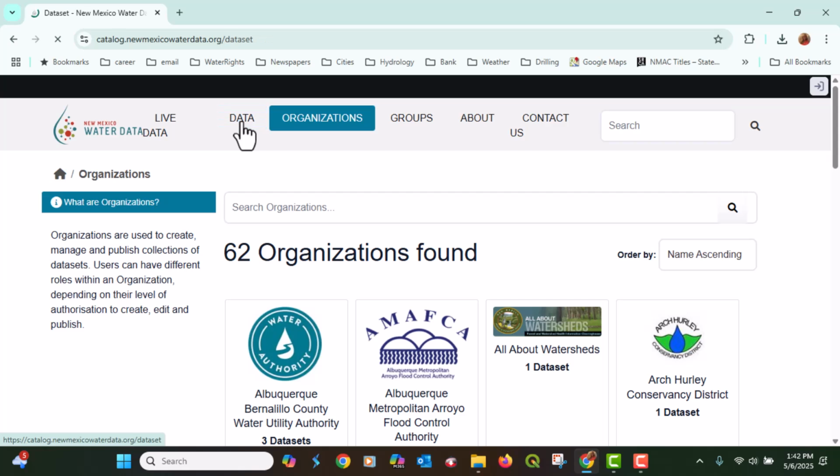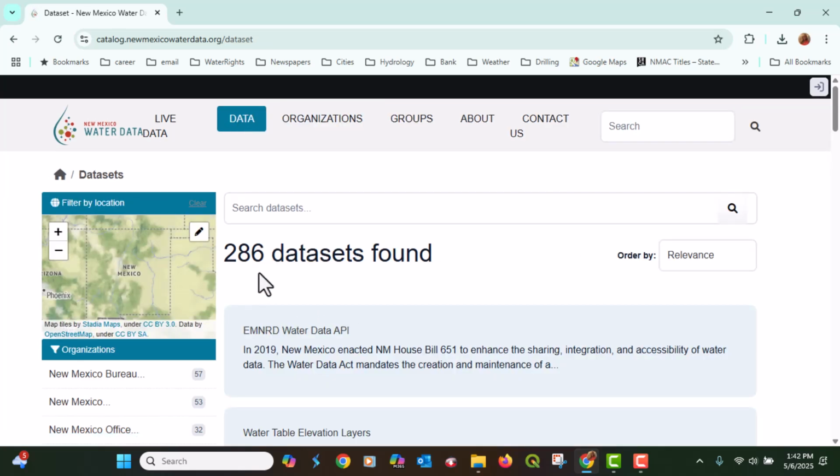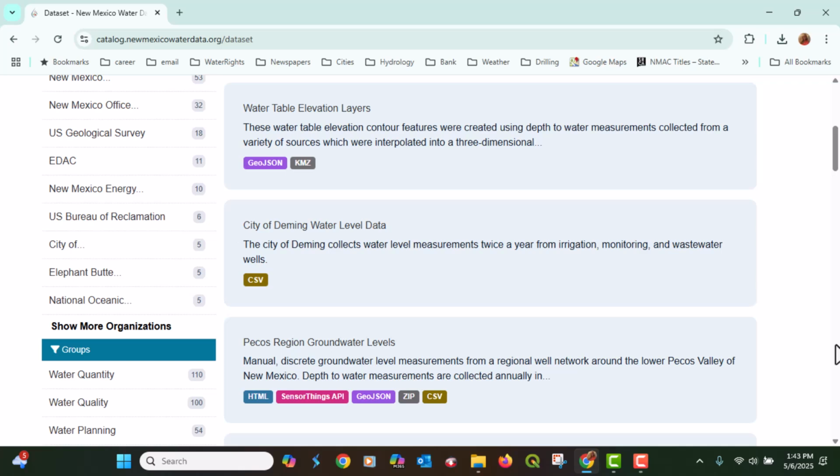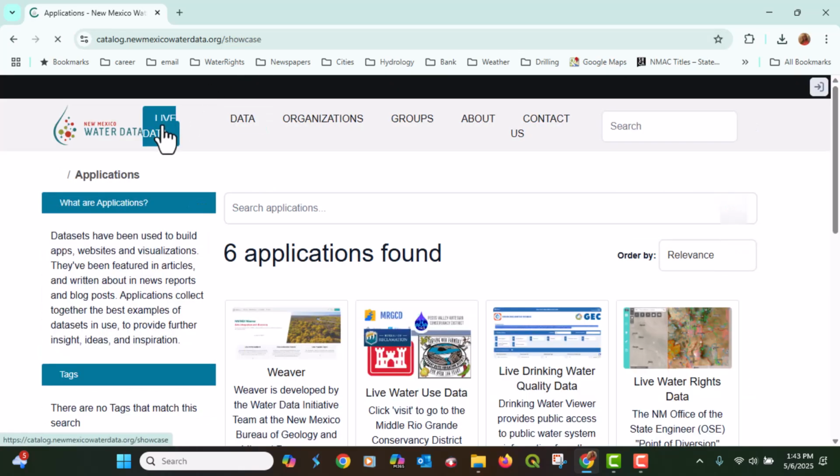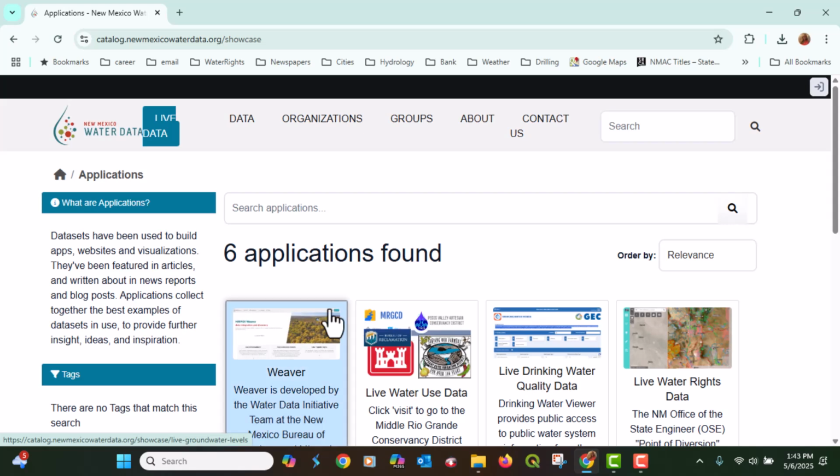And if you come here, you can see that there's 286 data sets that are found, and then it'll tell you who the organizations are off here to the left-hand side. You can also filter those data sets by location by using the map. I'm not going to get into that today. What I would really like to show you is the live data.